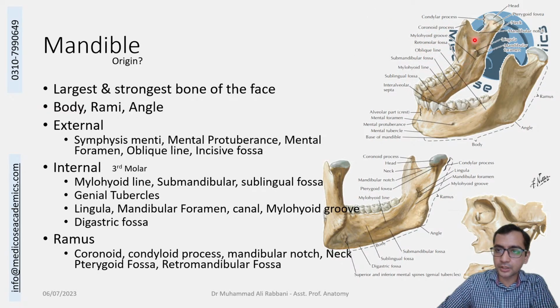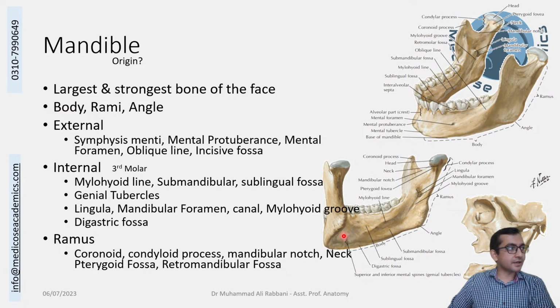It is the largest and the strongest bone. It has ramus, body and angle. On the external surfaces, you will be able to see symphysis menti, mental protuberance, mental foramen, oblique line, and incisive fossae. Singular will be fossa, multiple will be fossae. If we see on the internal aspect, moving from this picture to this picture, you will be able to see this line. There is an MCQ that the mylohyoid line starts below the last molar tooth. It starts below the third molar tooth, so I have put it separately. It divides the interior surface into the sublingual fossa above and the submandibular fossa below.